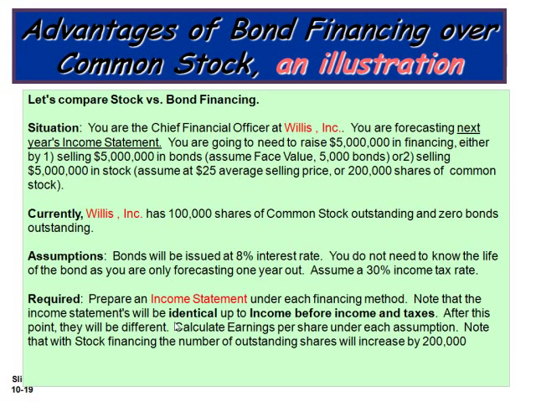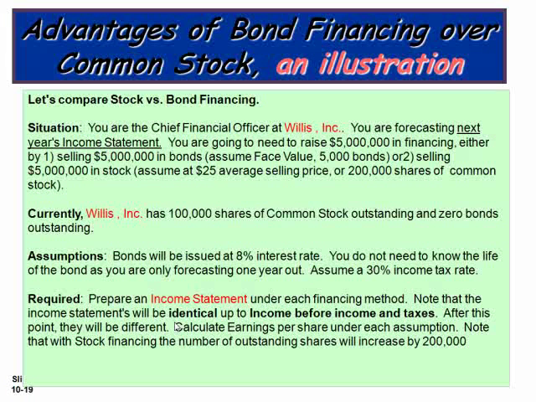So $1,000 face value, $5,000 in bonds. Or they can sell $5 million in stock. And let's assume an average selling price of stock of $25 a share, so they're going to issue 200,000 shares of common stock. 200,000 shares times $25 would raise $5 million. Currently, Willis Company has 100,000 shares of common stock outstanding and 0 bonds outstanding.